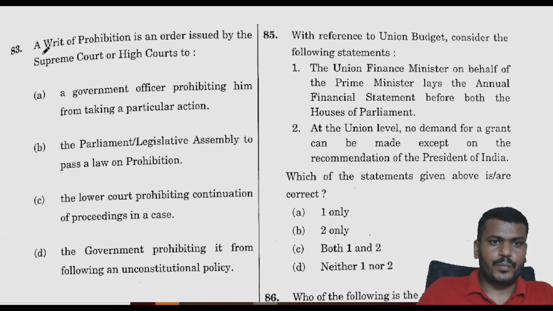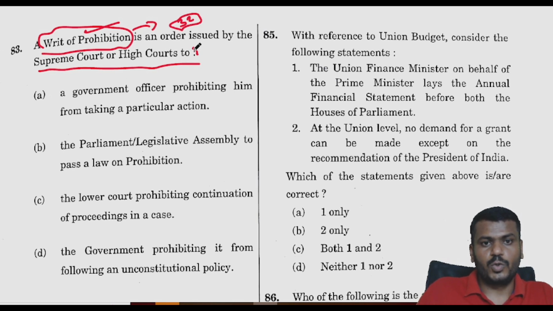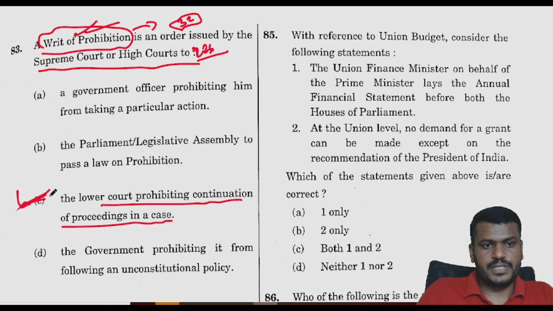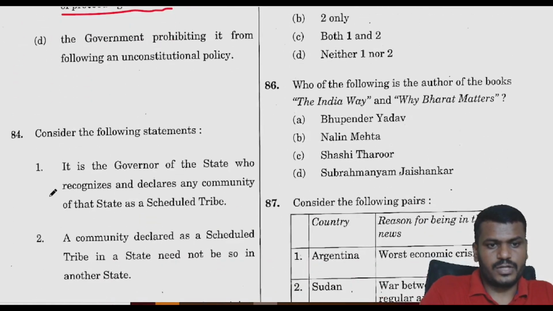A writ of prohibition is an order issued by the Supreme Court or High Court. Normally, the writ of prohibition is a special power of the Supreme Court and High Court: under Article 32 the Supreme Court issues it, and under Article 226 of the Indian Constitution the High Court issues it. Particularly, the writ of prohibition is against the lower court, prohibiting continuation of proceedings in a case. So the higher court will tell the lower court, please stop those proceedings. That is what the writ of prohibition talks about.